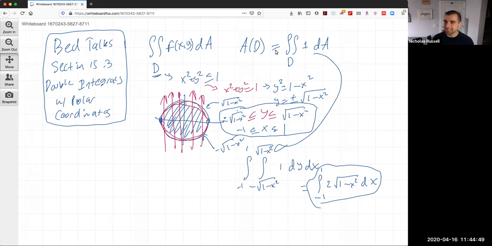This is very ugly to do. I'm going to use trig sub to solve this. If I want to know the area of the circle, I know the area of that circle. That circle is just pi r squared, so it's just pi here. And I'm going to have to get pi out of this, so I'll have to use trig sub to solve this.